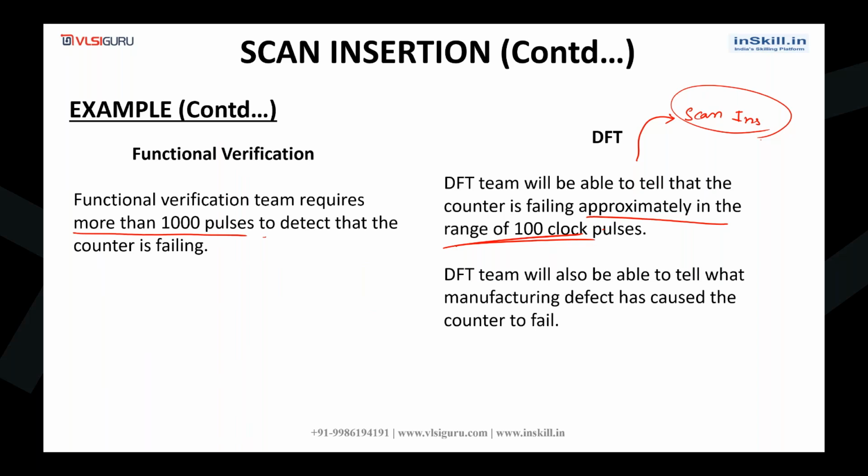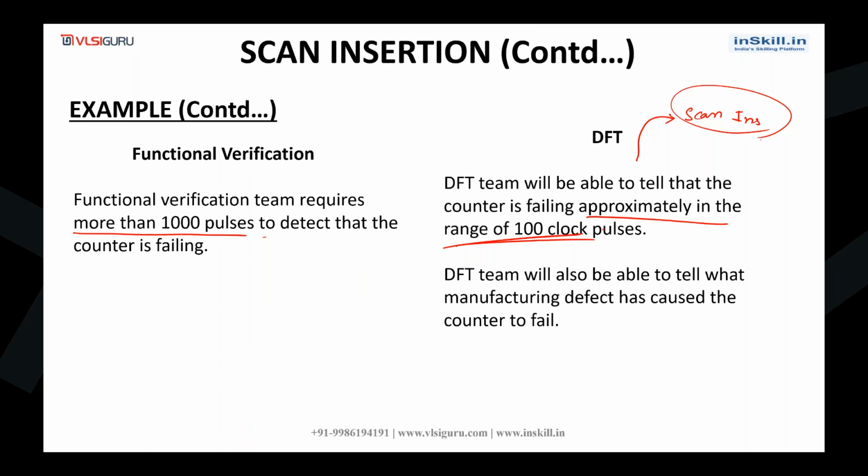So what is scan insertion? Normal flops will be converted to scan flops, and those scan flops will be stitched into scan chains. Why are we doing that? Why are we converting all the normal flops to scan flops and stitching the scan flops into a scan chain? It is done in order to easily control and observe our circuit.